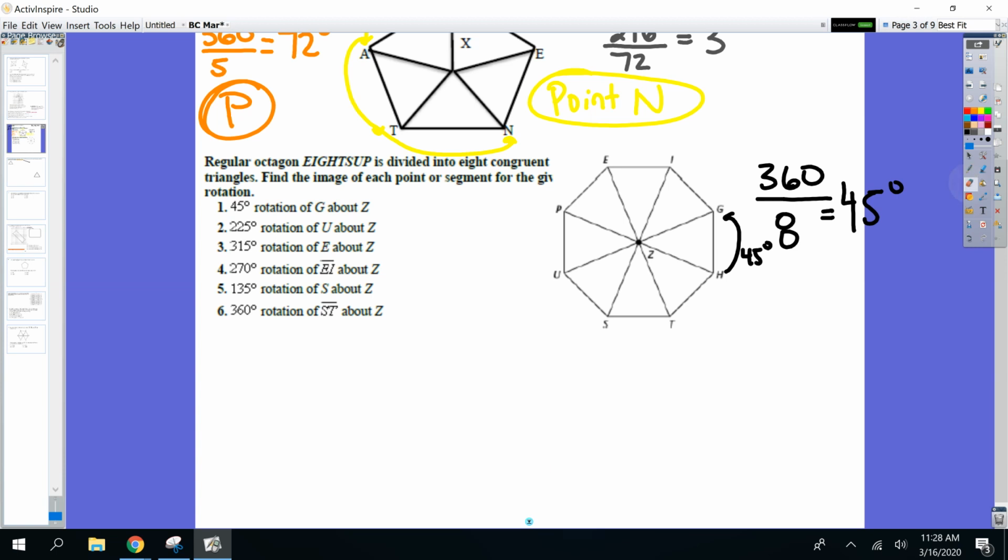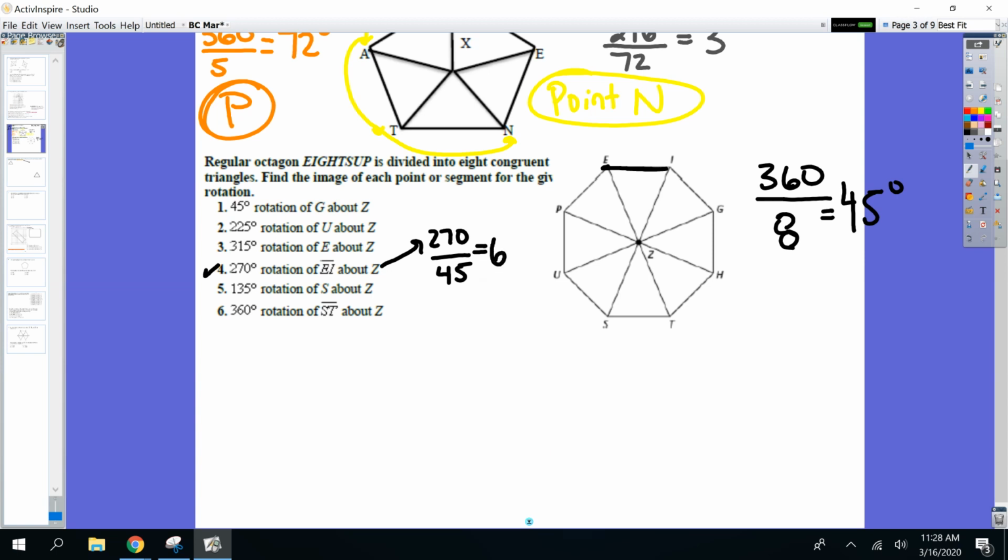All right, so what you guys can do right now, stop the video, see if you can handle numbers 1 through 6 here. Just make sure you're on the correct point. Let me just do number 4 real quick with you before you pause the video and go on your own. 270-degree rotation of EI. Okay, no problem. I have 270, and I know every vertex I go is 45. So that would be, go ahead, 270 divided by 45, 6 rotations.